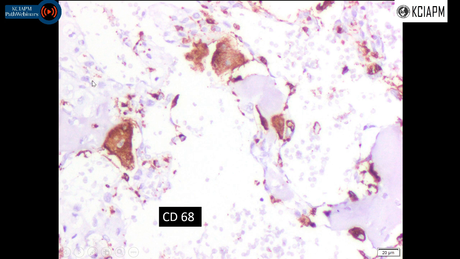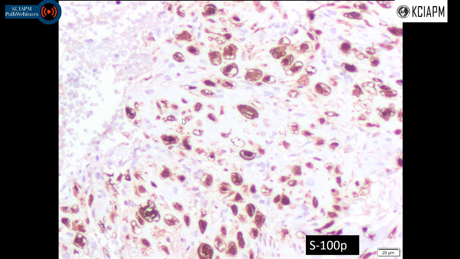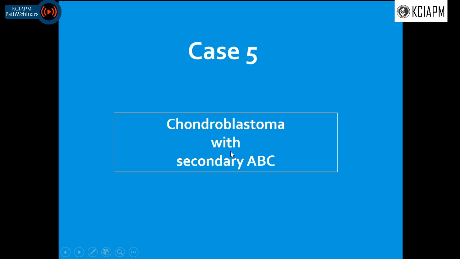What about the other cells? To prove that they are of chondroblastic origin, we did an S100. And this is the nodule with the chondroid matrix and is strongly positive for it. So this highlights the nuclear grooving. So finally what we have is a chondroblastoma with secondary ABC.